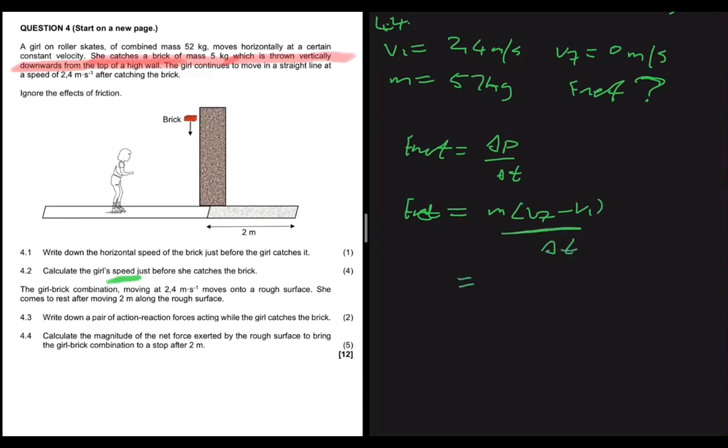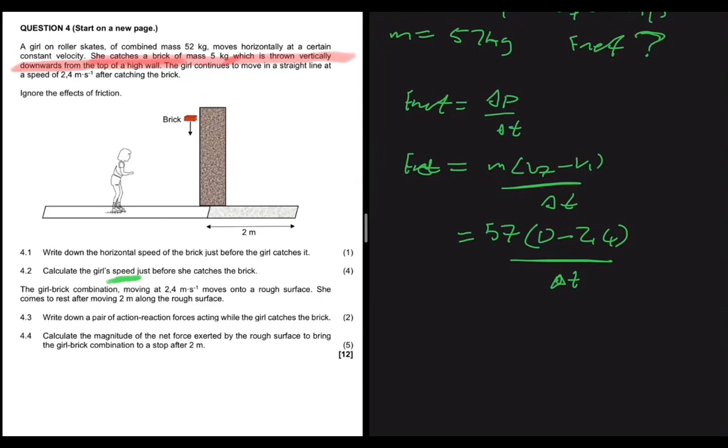Let's go ahead and substitute and find our answer real quick. The mass will be 57 kg, VF is 0 since they come to a complete stop, and VI is 2.4, divided by delta t. Now we have a problem. We need delta t and we don't have it. So how can you calculate that? Let's look at the variables we have again. We have vf, we have vi, and apart from that we have delta x, and we're looking for delta t.